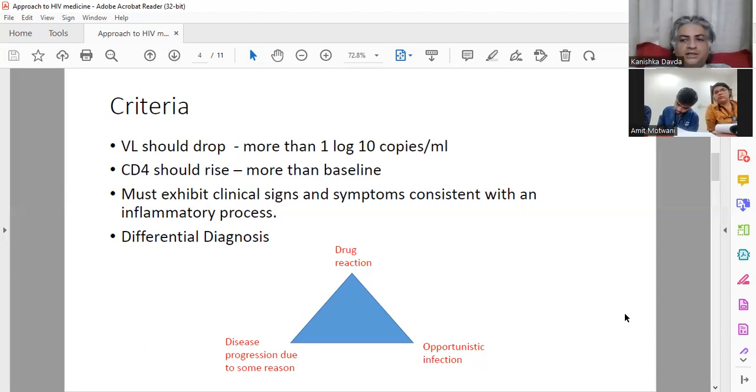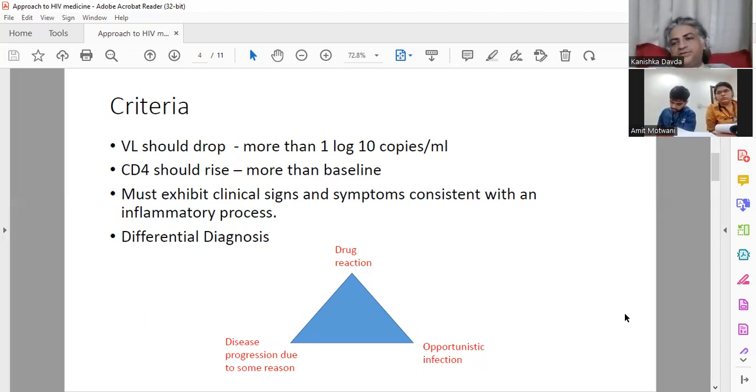So, if you give an ART and the patient develops worsening liver function, it can be IRIS due to hepatitis B, or it can be liver toxicity due to efavirenz. But to differentiate the two is not easy. So you need these criteria again.